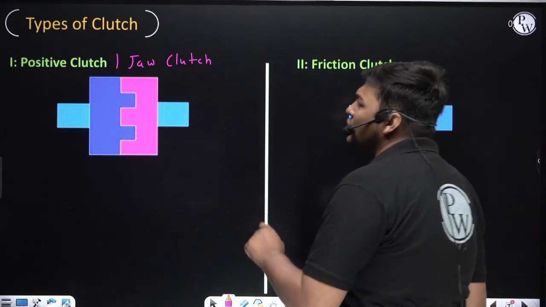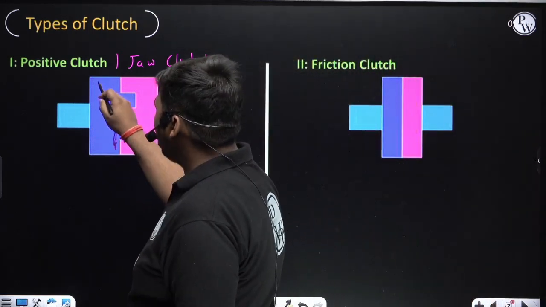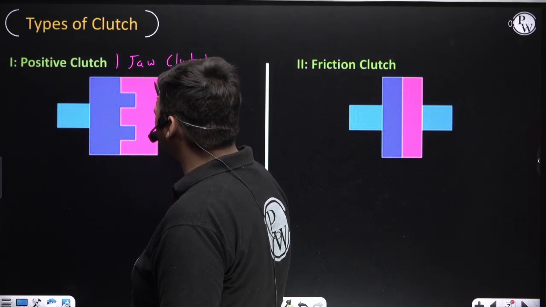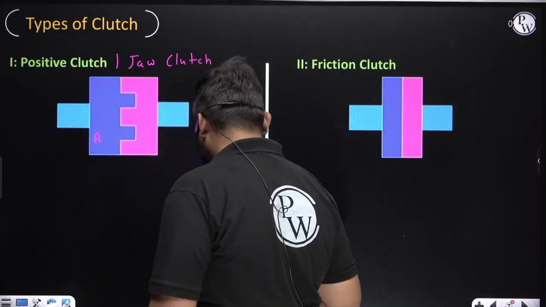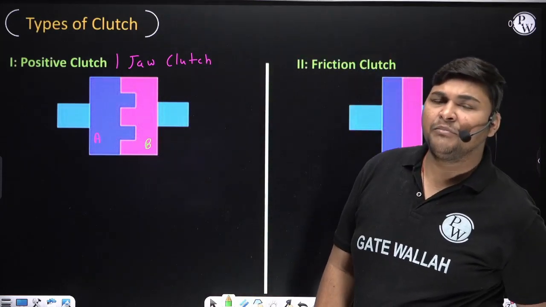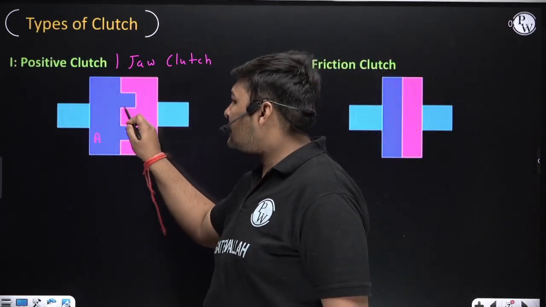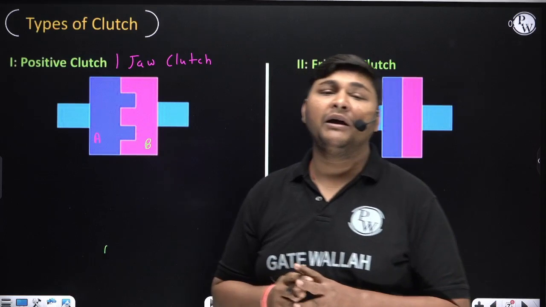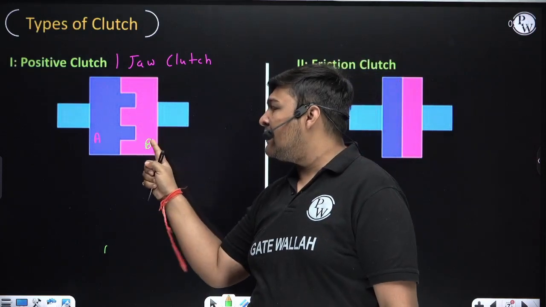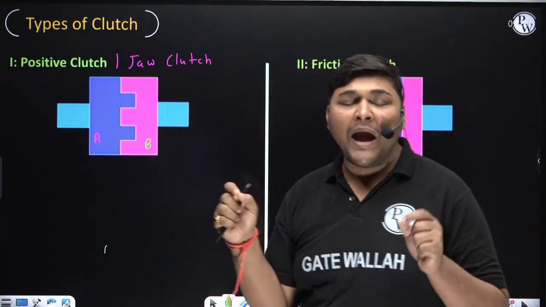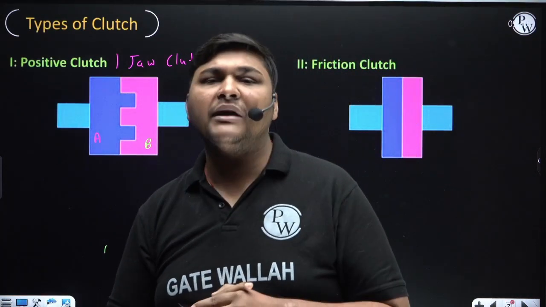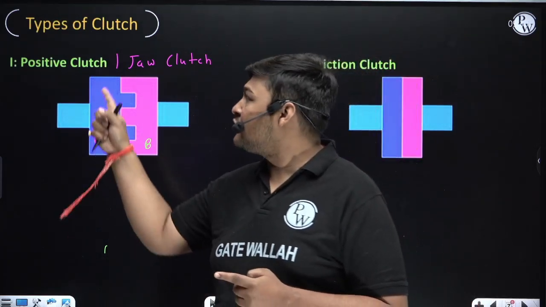Now, what is a positive or jaw clutch? Suppose this is the input shaft and this is one clutch plate. This is the output shaft, and on the output shaft we have mounted this clutch plate. This is clutch plate A, and this is clutch plate B. You can see in clutch plate A and clutch plate B, we have made various teeth. Means we have connected clutch plates A and B by using teeth, so there will be no chances of slip. And while transmitting motion or power, if there are no chances of slip, that system is known as a positive system.